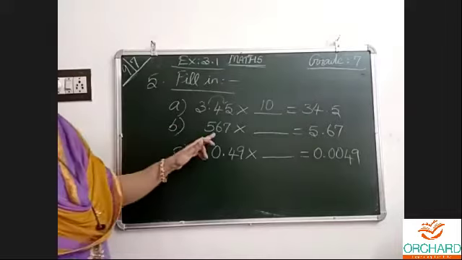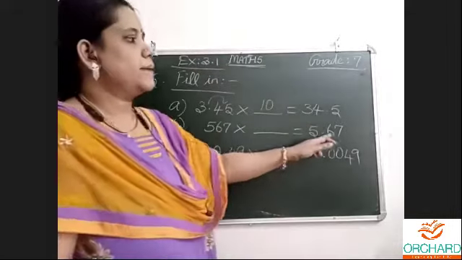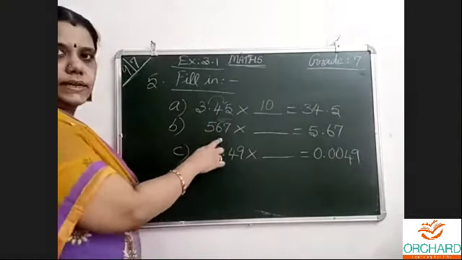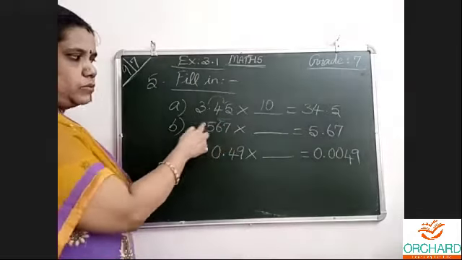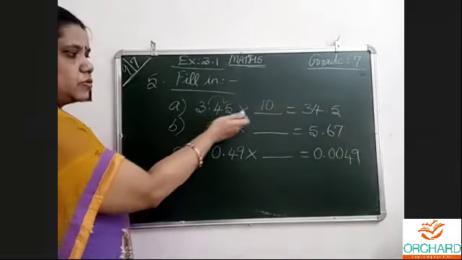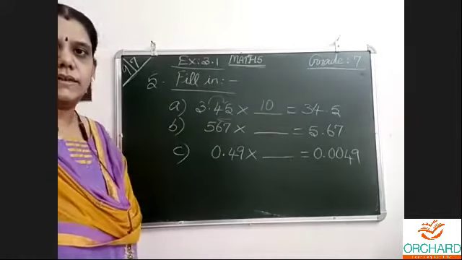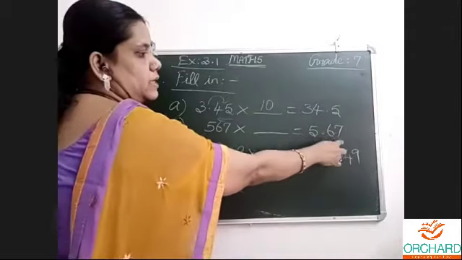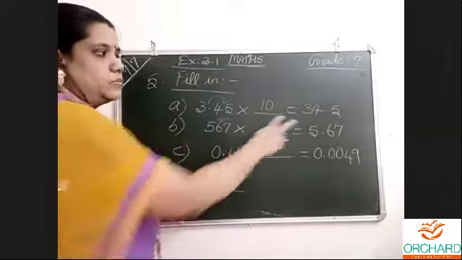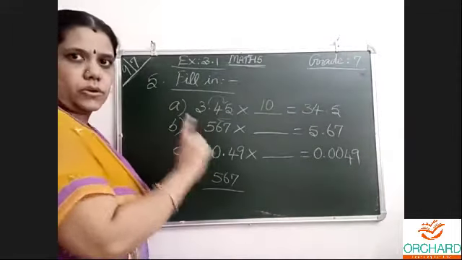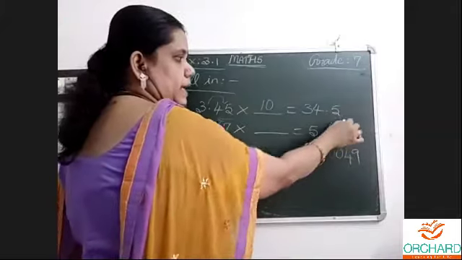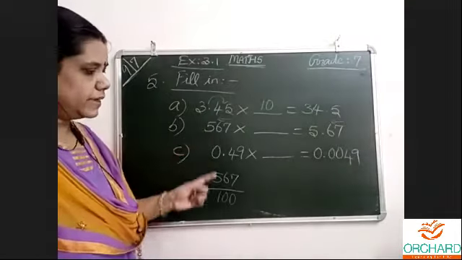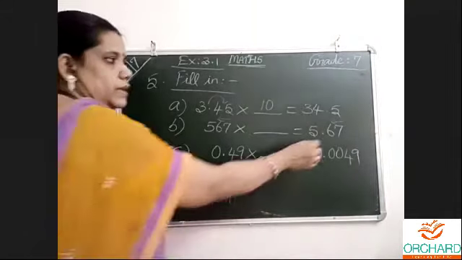Okay. Now, 567 becomes 5.67. Now the point has come. There is no point in the question, but it has moved from the last. When it moves this side, we are dividing. So, 567 to 5.67, 2 digits it has moved. Correct? In the question, no point. In the answer, the point is there. How many digits? 2 digits. So we are dividing by 100. Whenever we divide this number by 100, we will get this.